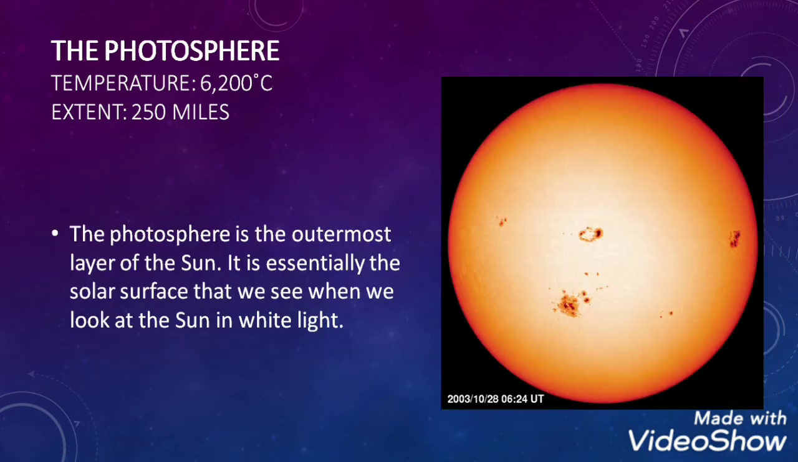The photosphere, temperature 6200 degrees Celsius, extent 250 miles. The photosphere is the outermost layer of the sun. It is essentially the solar surface that we see when we look at the sun in white light. So this is the photosphere.